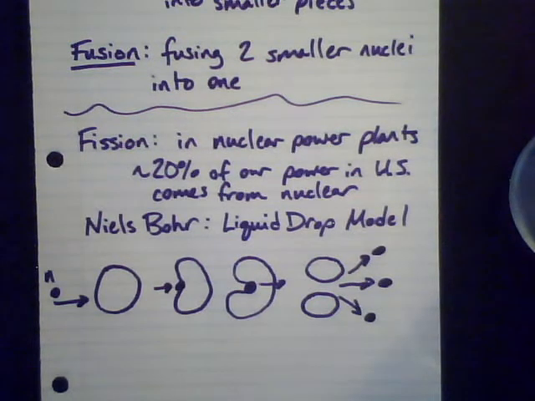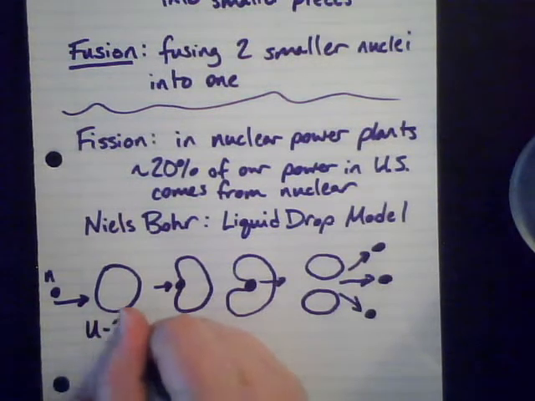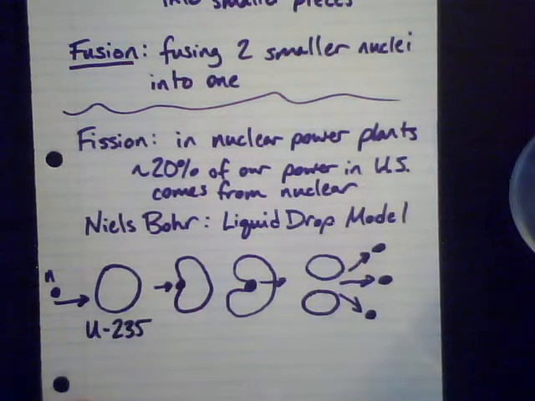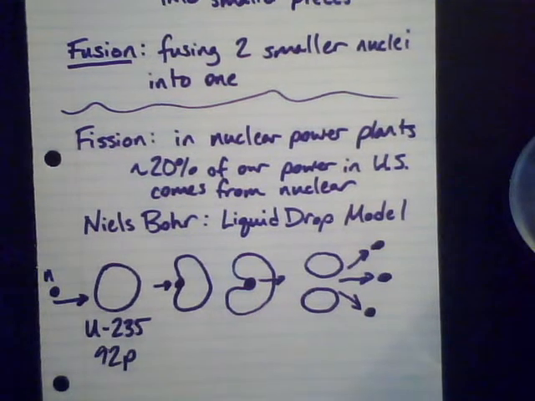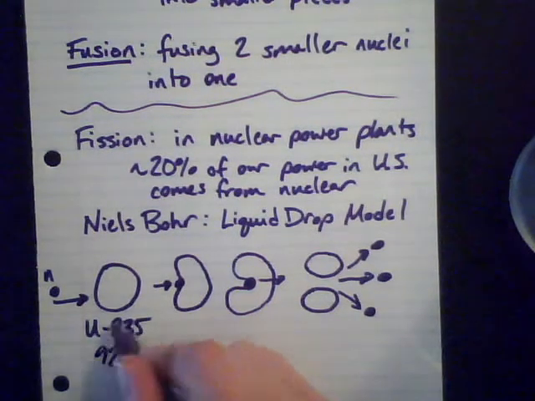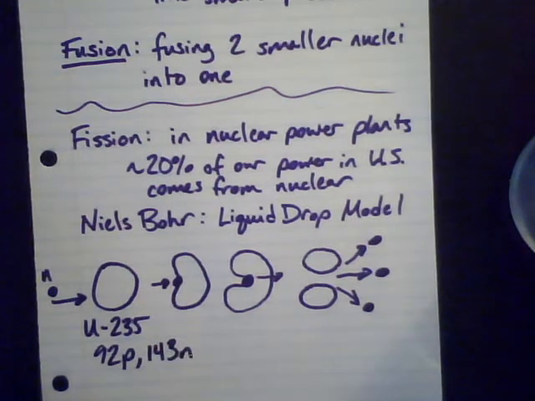So now I might have a nucleus like this. If this was, let's just say, uranium-235. Uranium-235 is a common isotope of uranium, and it has 92 protons because it's uranium, and if I subtract that from my mass number, it has 143 neutrons.